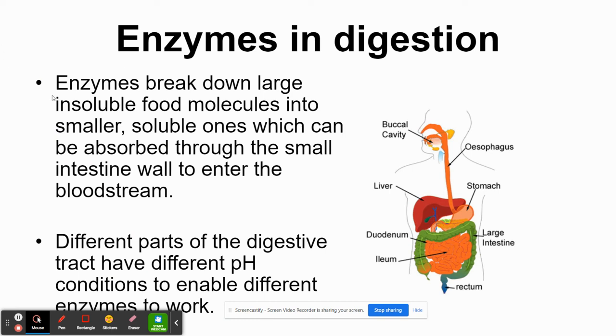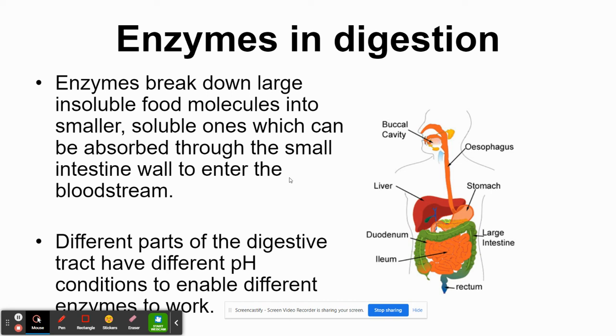As it says here, enzymes break down large insoluble food molecules into smaller soluble ones, which can be absorbed through the small intestine into the blood. As it says again, different parts of the digestive tract have different pH conditions to enable different enzymes to work. For example, an enzyme in the stomach, where it's acidic, will work at a really low pH, like pH 2 or 3, whereas an enzyme in the mouth will work more at pH 7.